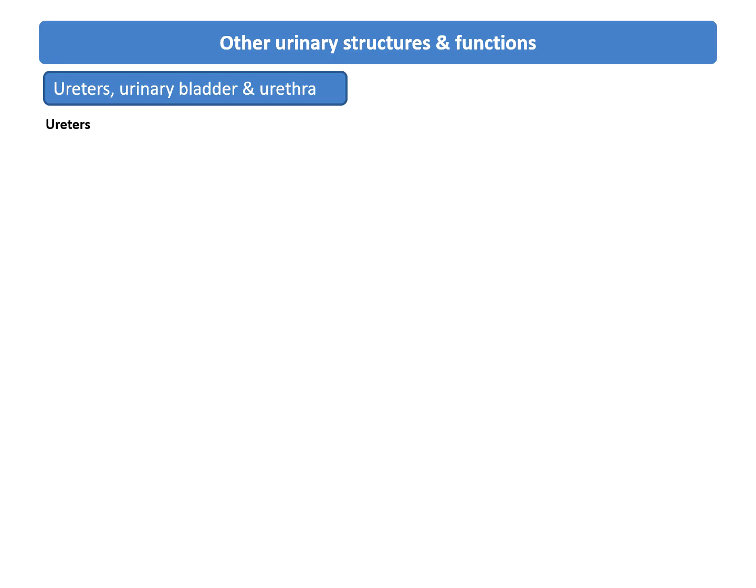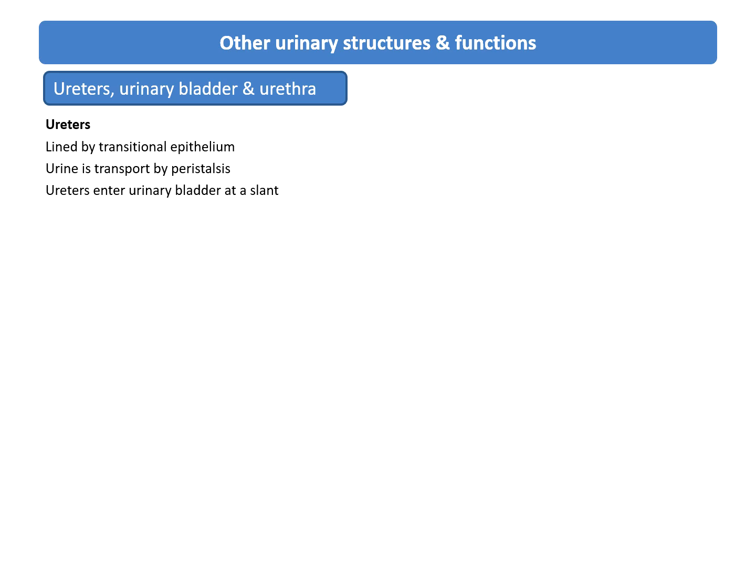Let's look at the ureters. These are the tubes connecting the kidney with the urinary bladder. It's lined by transitional epithelium. Urine is transported by peristalsis. You'll hear more about this when we get to the digestive system.